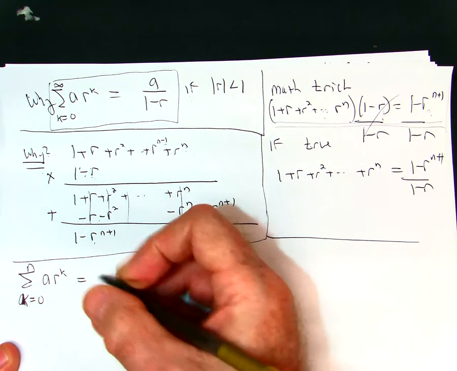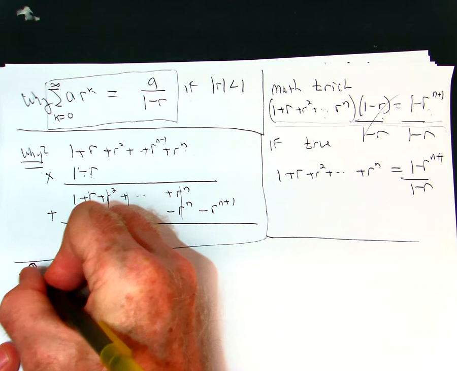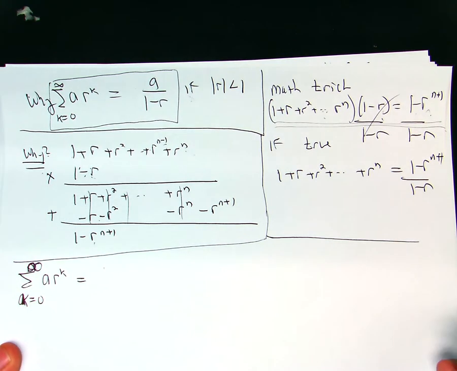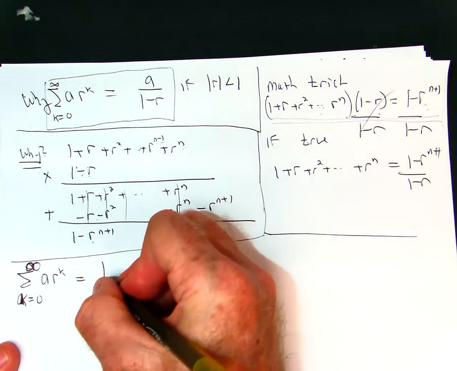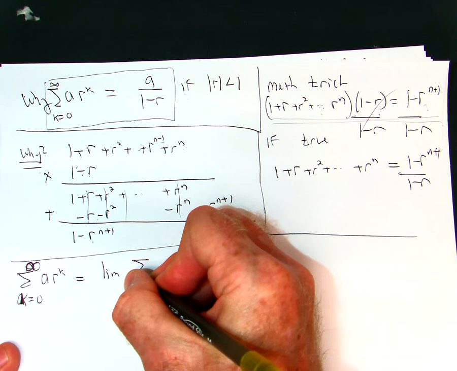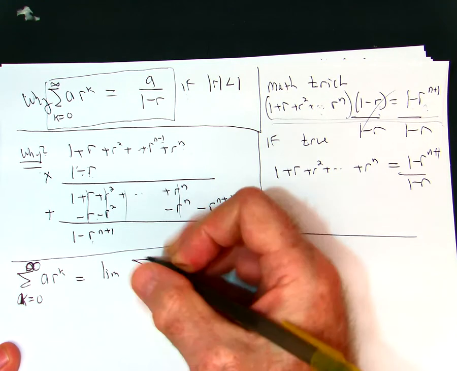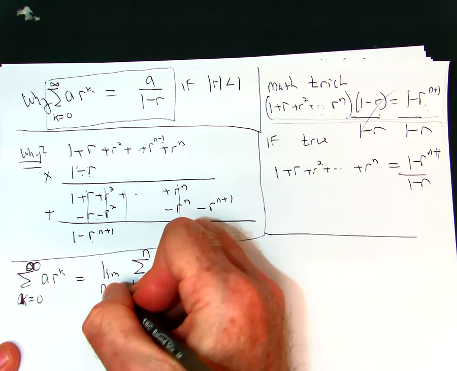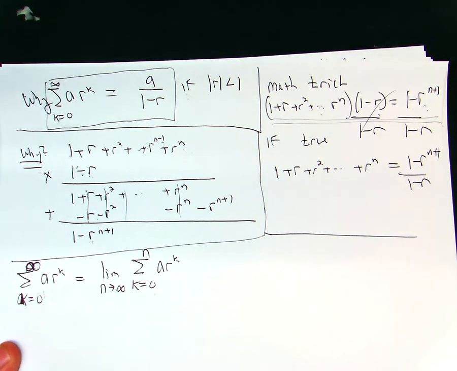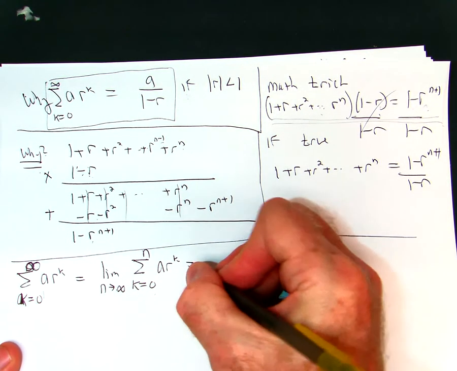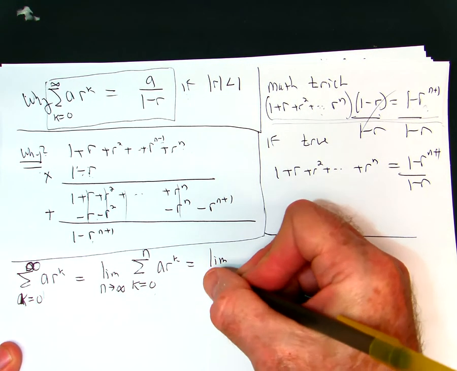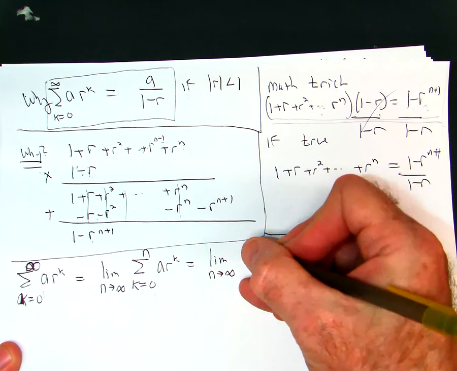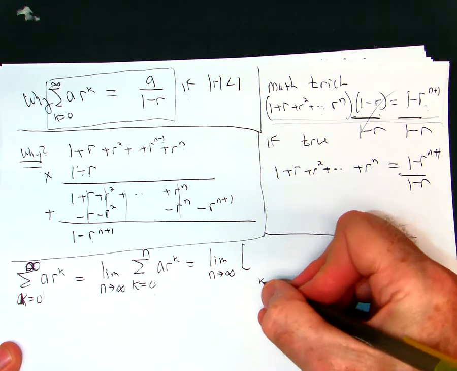I want to see what this is going to be. I'm sorry, that's an infinity there. Okay, so this summation is equal to the limit of this. Remember this from class? The series is the limit of the partial sums. So I'm going to write this out. Get limit, n goes to infinity. I'm going to write this out. k is equal to 0.